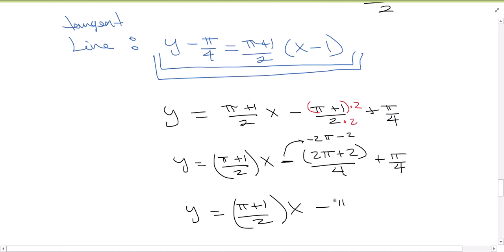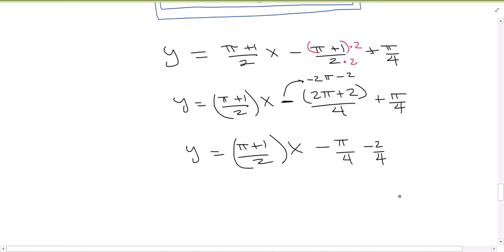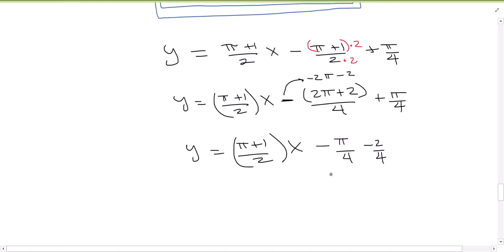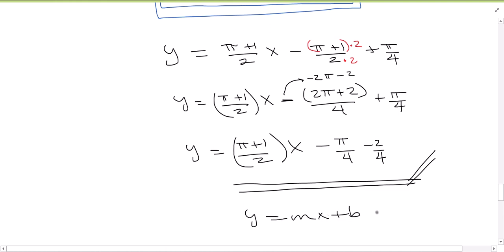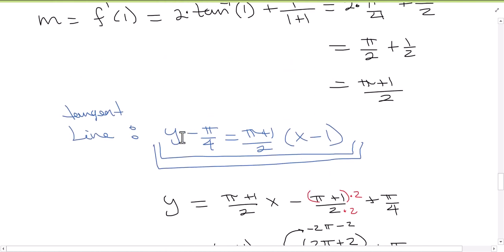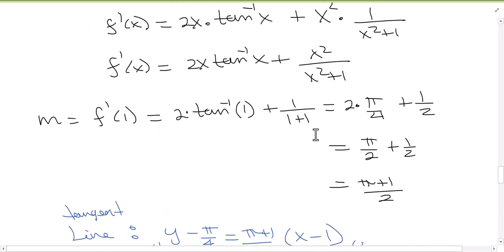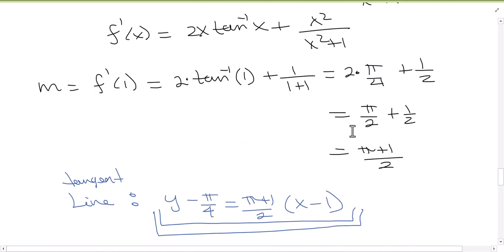So it'll be minus pi over 4, right? This negative 2 pi over 4 plus pi over 4 becomes minus pi over 4, and then minus 2 over 4. This 2 over 4 is 1/2. So not a pretty answer, but that's one way you can simplify it to put it in y equals mx plus b. Again, on a quiz or a test, you can just leave it in the point slope form. You already did the hard work in finding the slope.